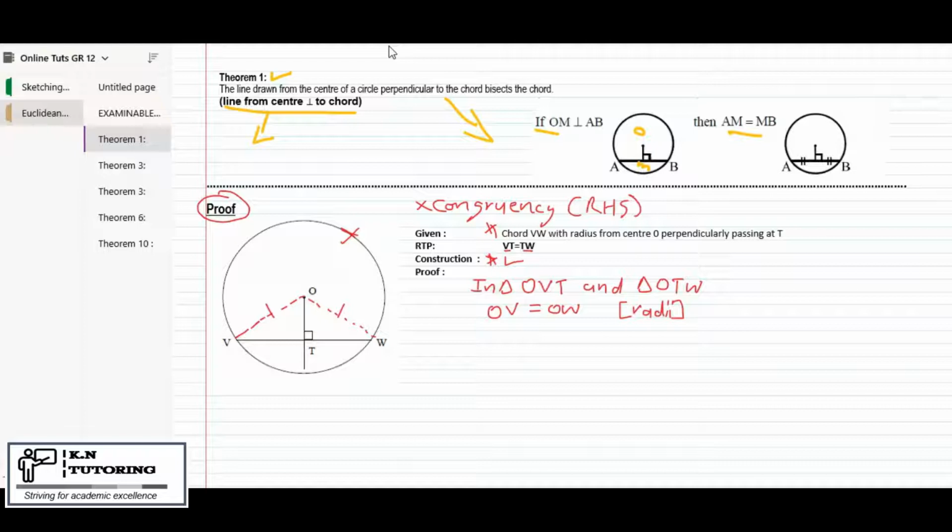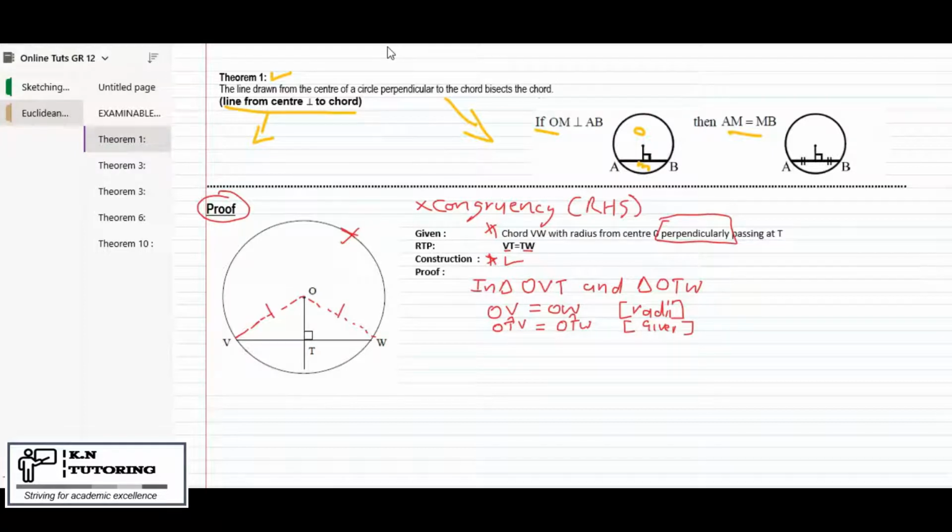Again, if you're still having issues with the definition, make sure that you catch up on my first lesson. Okay? Now, the second thing that we're going to say is that angle OTV is equal to angle OTW. You can see here the T has that angle on top. What do we know about this? This is given. This was given to us because they mentioned that it's perpendicular. So we know that this angle here is 90 degrees.